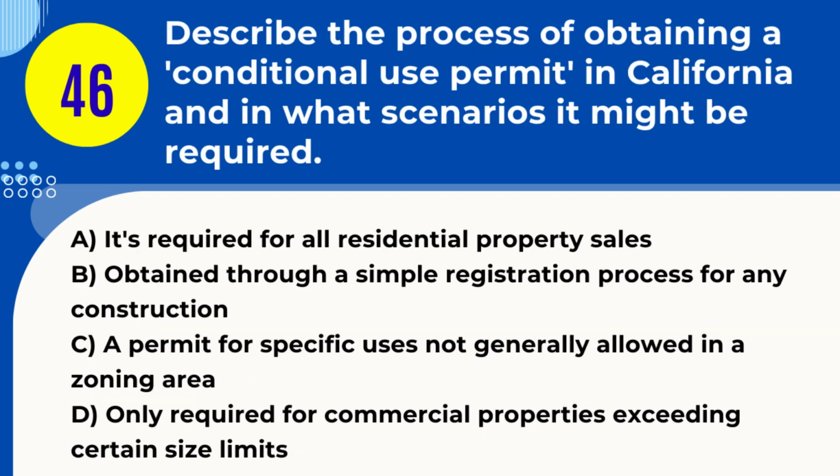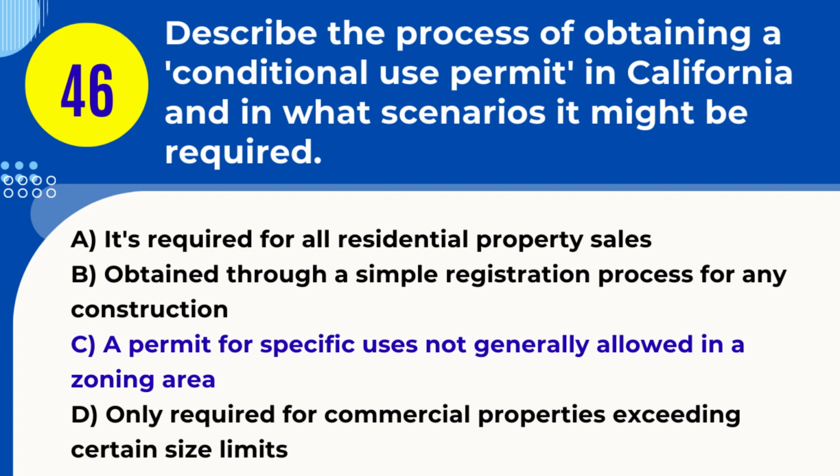Question 46. Describe the process of obtaining a conditional use permit in California and in what scenarios it might be required. A. It's required for all residential property sales. B. Obtained through a simple registration process for any construction. C. A permit for specific uses not generally allowed in a zoning area. D. Only required for commercial properties exceeding certain size limits.